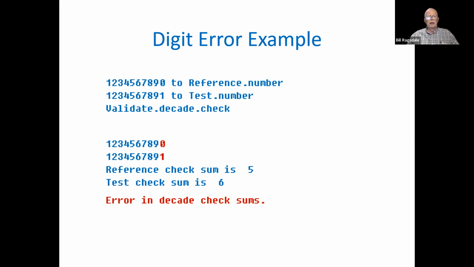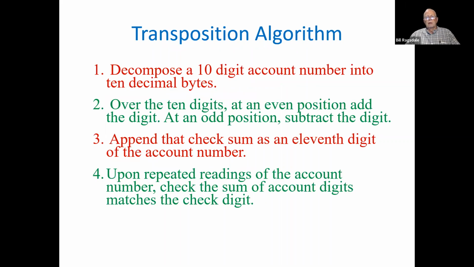The first three lines are the input. We simply type the 1, 2, 3, 4, 5, 6 through 0 into the reference number. The error-typed number goes into the test number. And then we run the program validate.decade.check. And we see the output. We see our reference number, we see the test number, and then the checksum is 5 and 6, as we saw just a moment ago. And then an error report: there are a decade of error checksums.